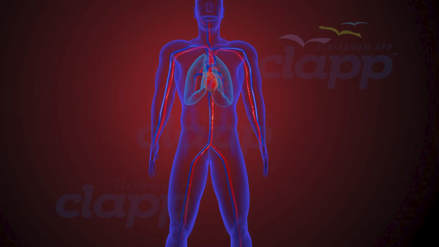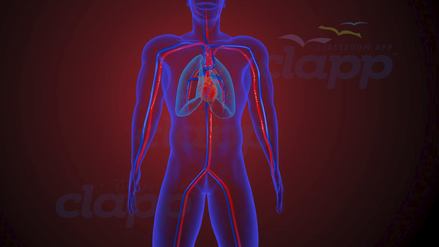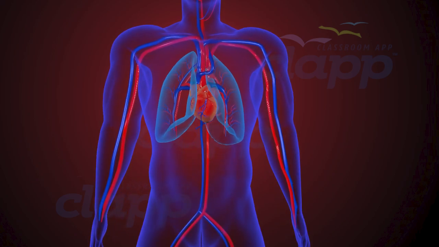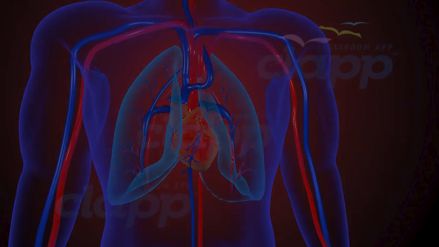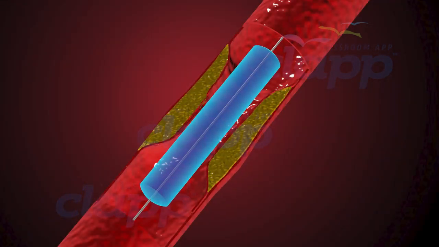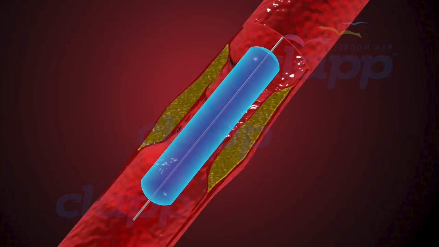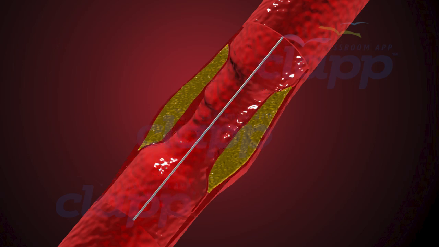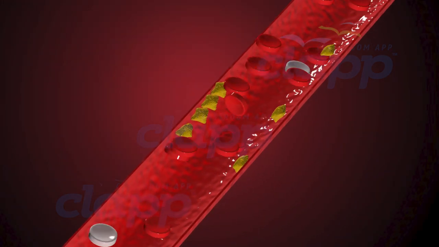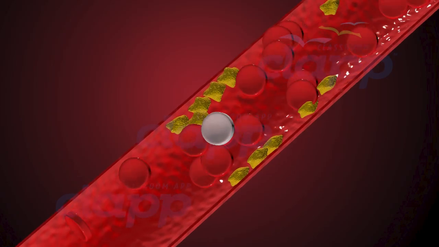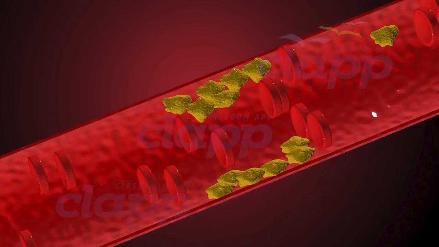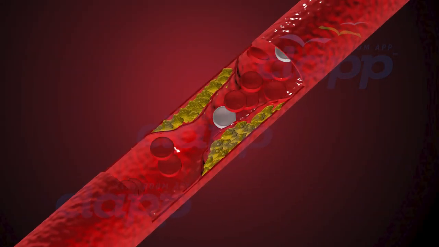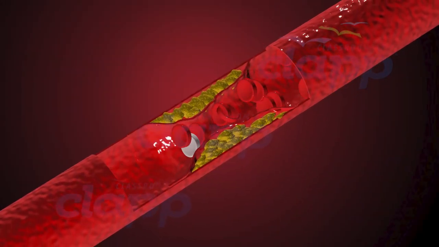Welcome to our educational video, where we'll take you on a fascinating journey to understand angioplasty and its role in improving heart health. Angioplasty is a medical procedure designed to open narrowed or blocked blood vessels, typically arteries supplying blood to the heart muscle. Over time, arteries can become narrowed due to the accumulation of plaque, a mixture of cholesterol, fat, and other substances. This can restrict blood flow to the heart, leading to various heart conditions.